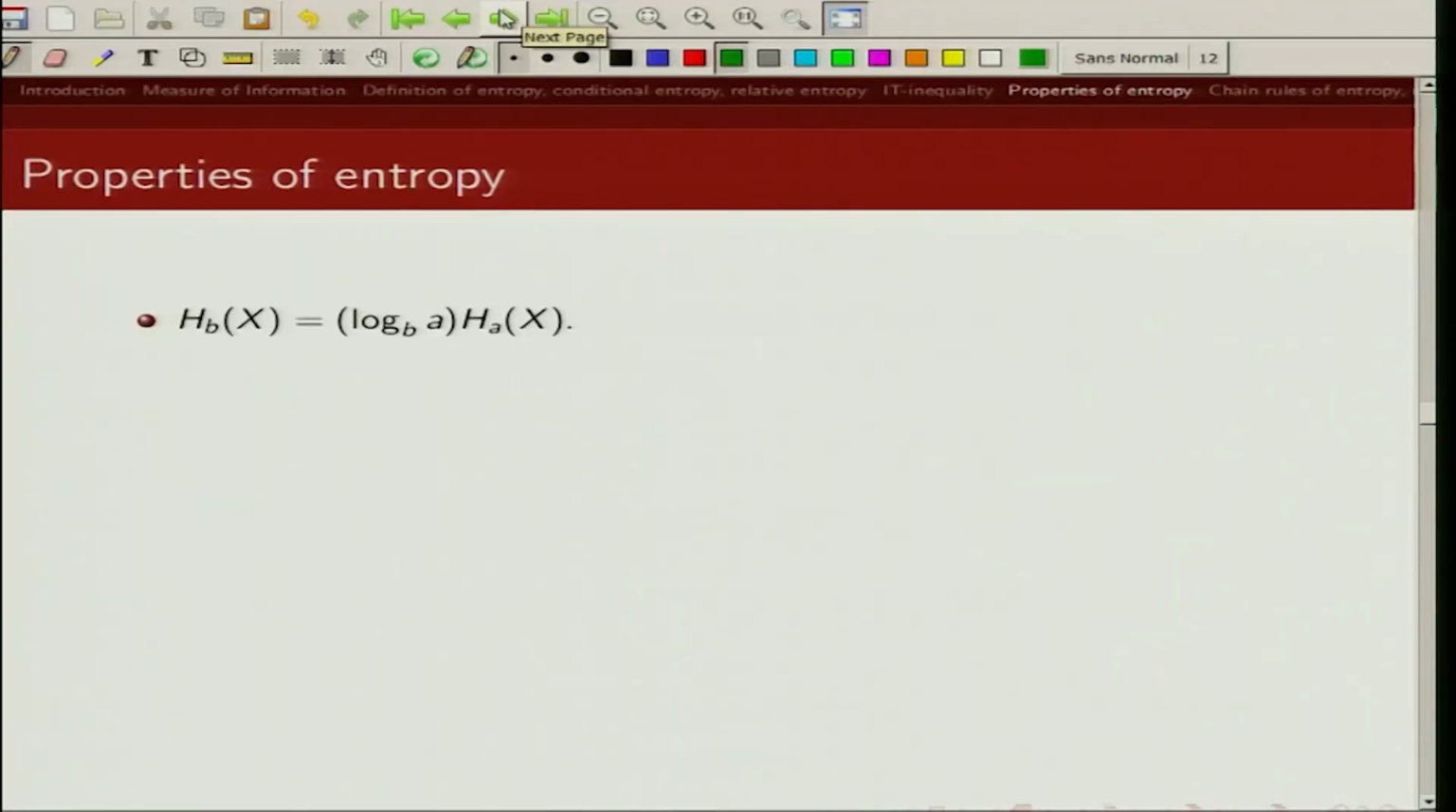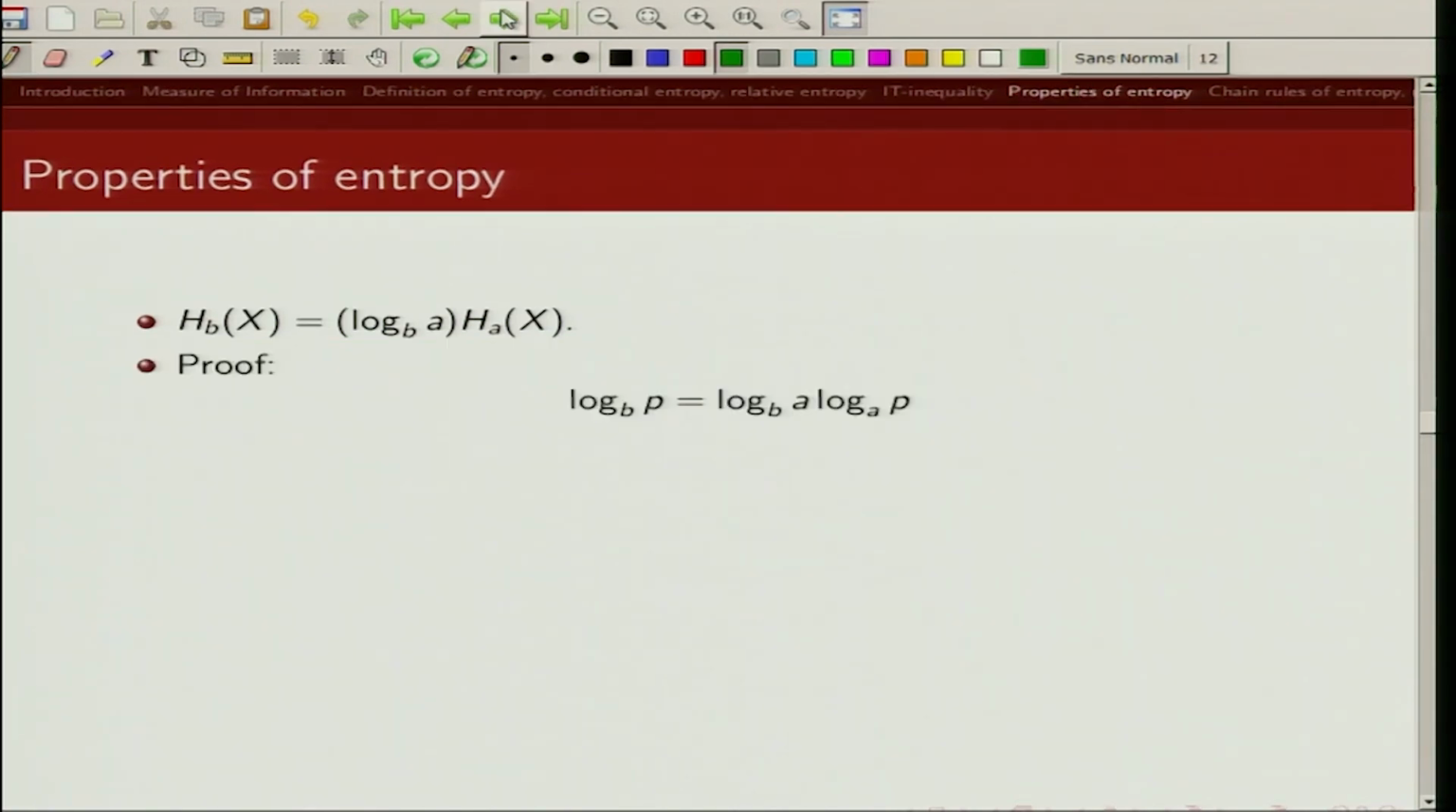Now let us prove some properties of entropy. Entropy computed to the base B can be related to entropy computed to the base A by this particular relation. This is straightforward to prove. We can write log of P to the base B as log of A to the base B multiplied by log of P to the base A.